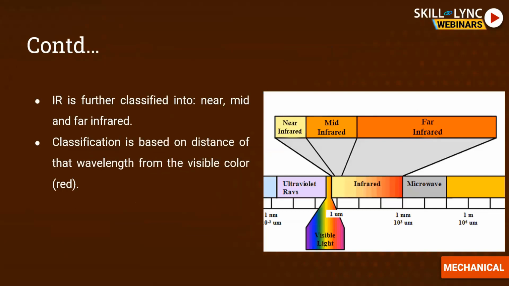Once we have the infrared spectrum, we classify it into three different types: near infrared, mid infrared, and far infrared. This classification is based on the distance from the color red. As you've seen in the earlier image with the VIBGYOR, red comes last in the spectrum and has the highest wavelength. So we calculate the distance from the red color, and based on that distance we classify it into near, mid, and far. Based on usage, we can use different types of IR sensors.